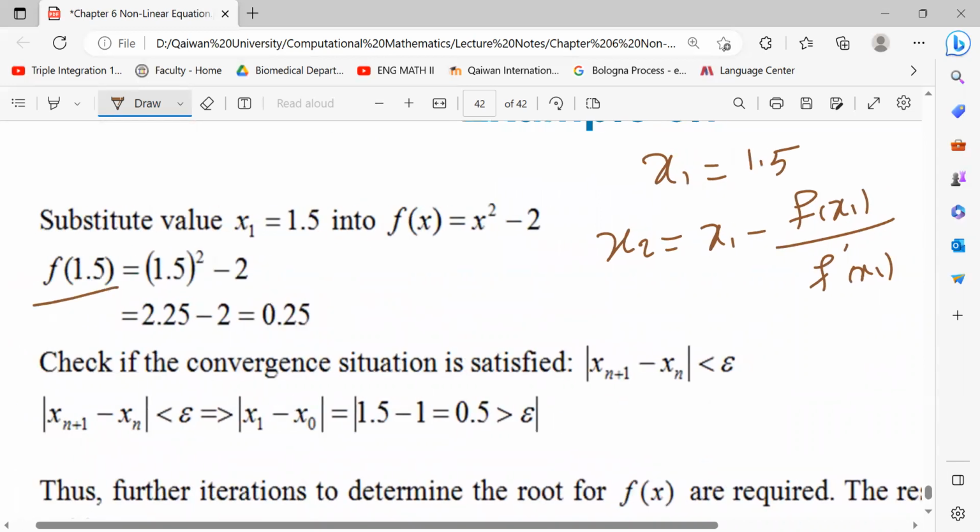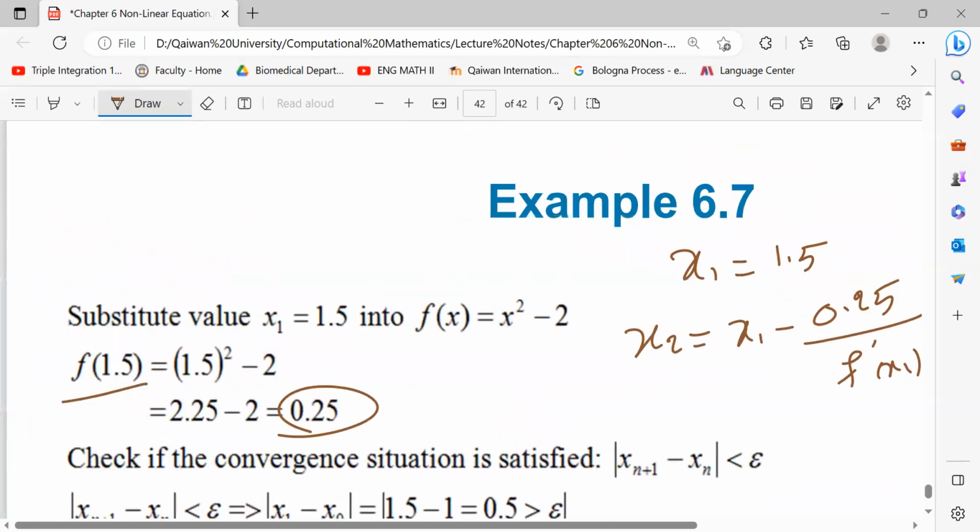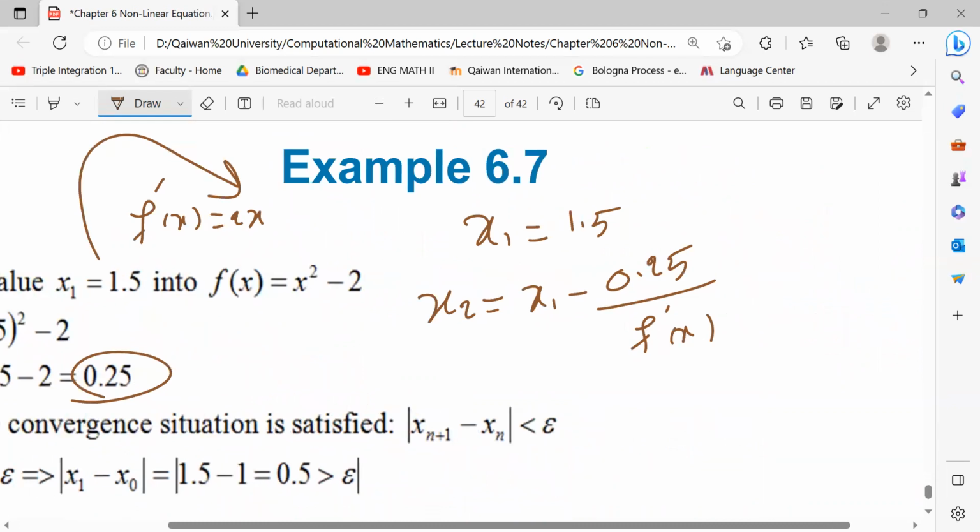And here, this is f of x1, which is 0.25. What's f prime? F prime of x is 2x. If we plug it in here, we get 3. And this is 1.5. Calculate this, and you get x2. And then to get x3, that's it.